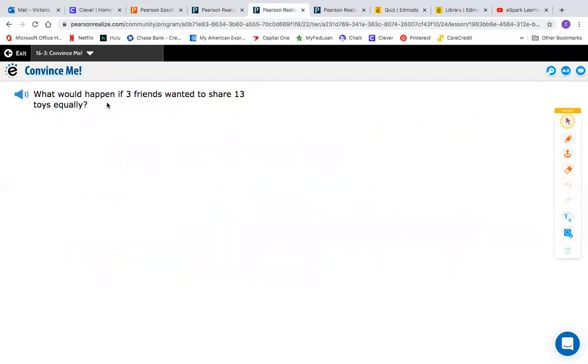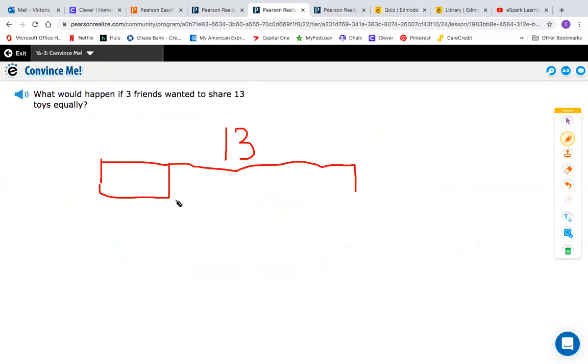So it says, what will happen if 3 friends want to share 13 toys equally? So my total number on the top of my bar graph would be 13, right? And how many groups am I putting 13 into? How many friends? 3. So here's 1 and 2 and 3. Here are my 3 friends that I'm splitting it into.